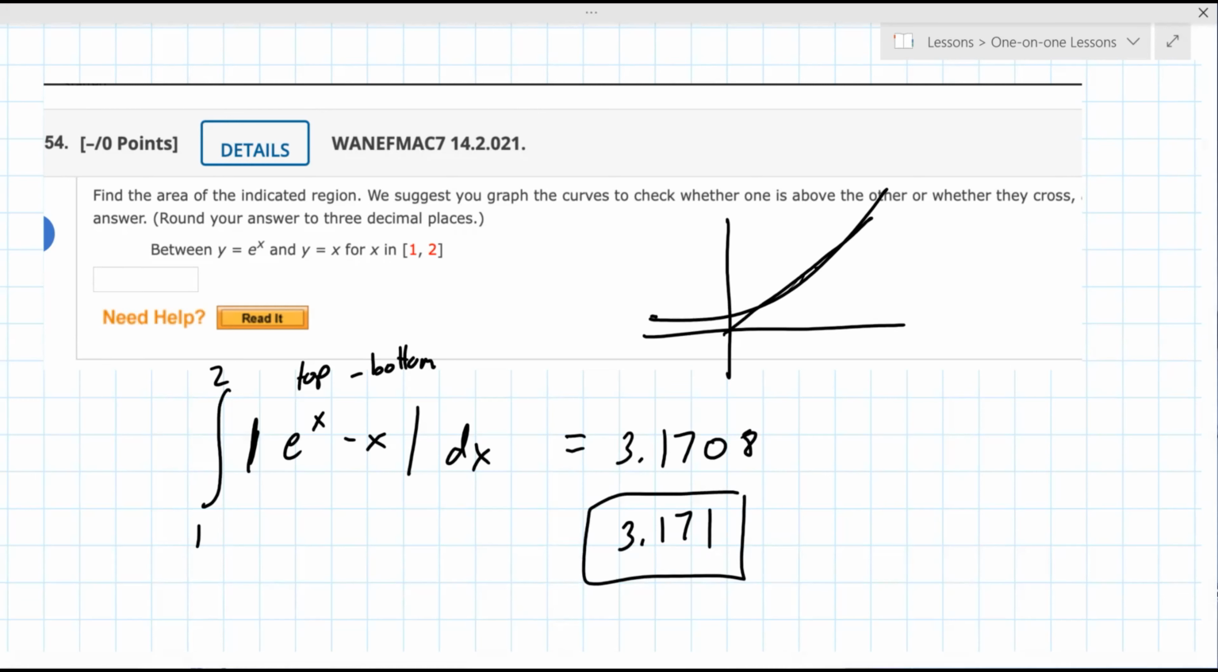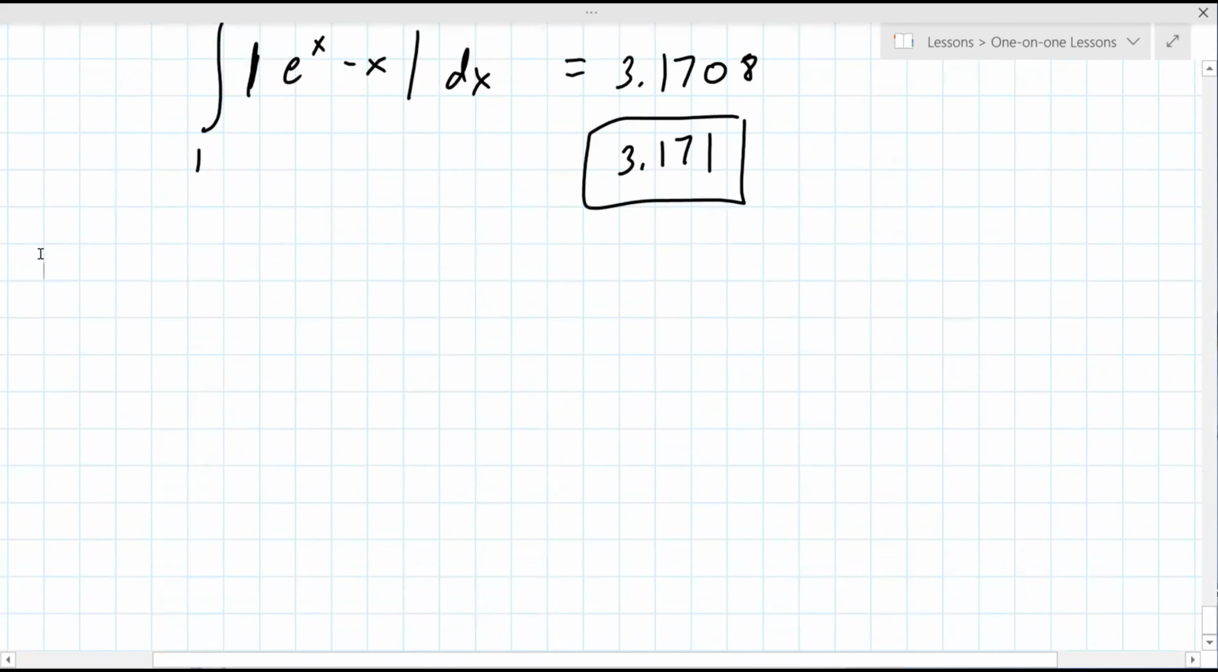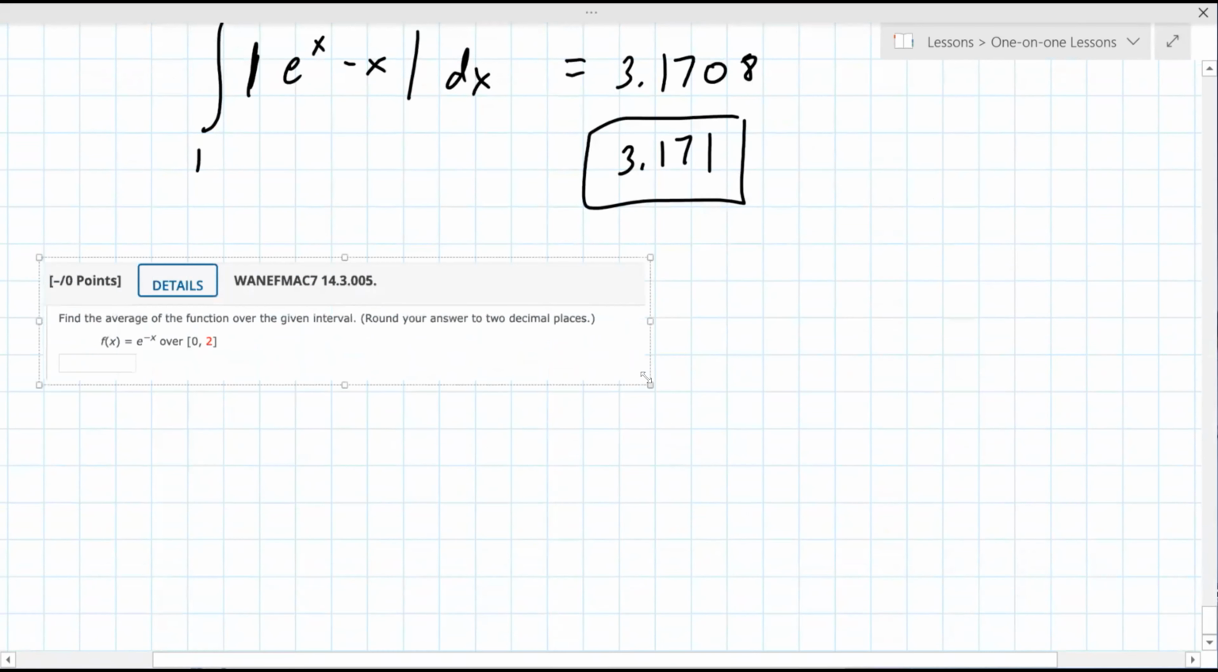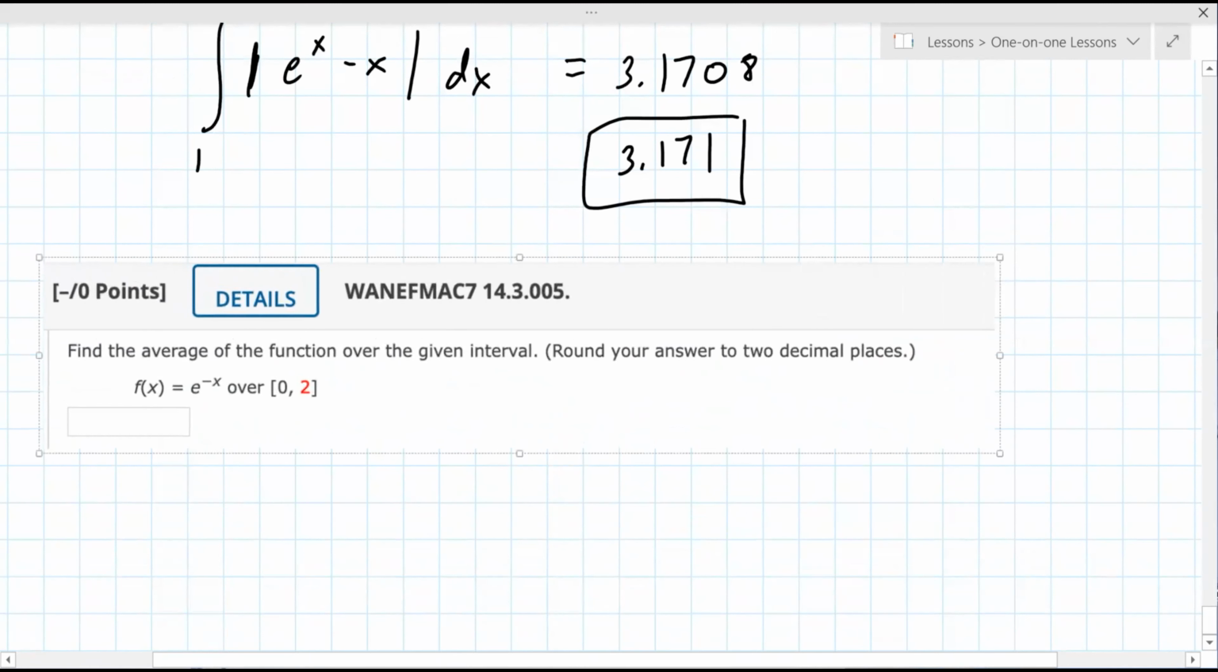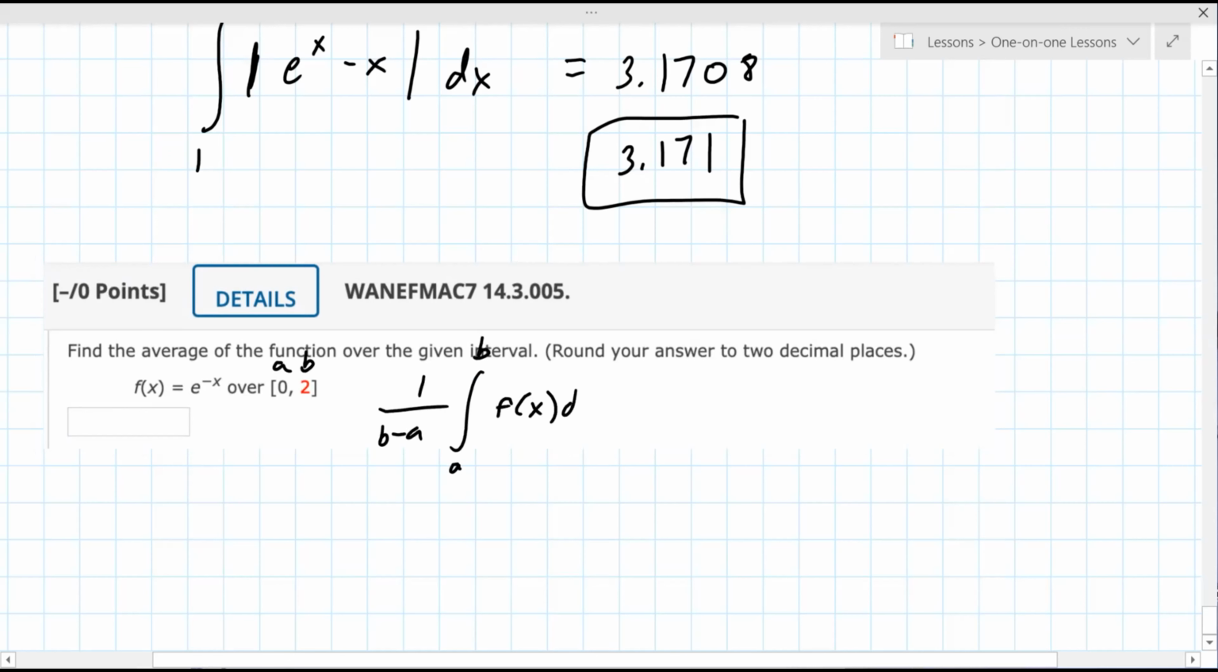All right, let me snip that in. All right, so it's got two parts. It's got the do the integral part, and then it's got figure out the graph. So average of the function. The average of the function is, this is a and this is b, these values. It's 1 over b minus a, the integral a to b f of x dx.